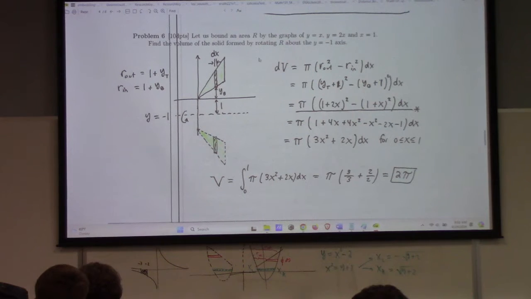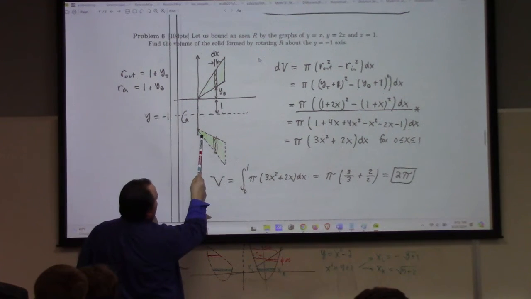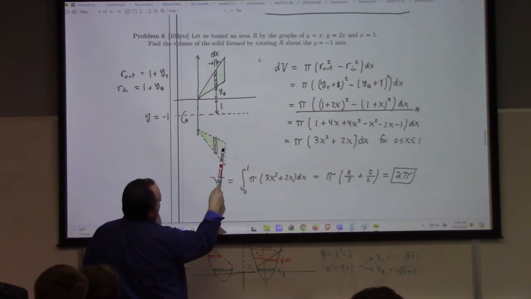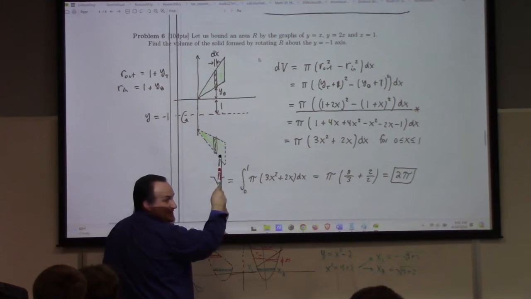For this problem, you could use washers or shells, correct? Yeah, you could use washers or shells. But shells would be a bad choice here, because if we did shells, we'd have this to here like that, but then down here the shell would hit it like that. So the shell method we'd have to break up into 2 cases for this one.